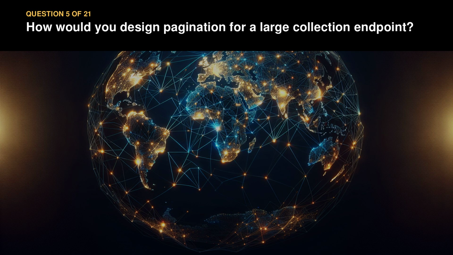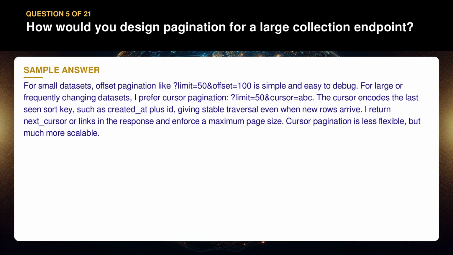Question 5. How would you design pagination for a large collection endpoint? For small datasets, offset pagination like $limit 50 and offset 100 is simple and easy to debug. For large or frequently changing datasets, I prefer cursor pagination, $limit 50, cursor equals ABC. The cursor encodes the last seen sort key such as created at plus ID, giving stable traversal even when new rows arrive. I return next cursor or links in the response and enforce a maximum page size. Cursor pagination is less flexible, but much more scalable.